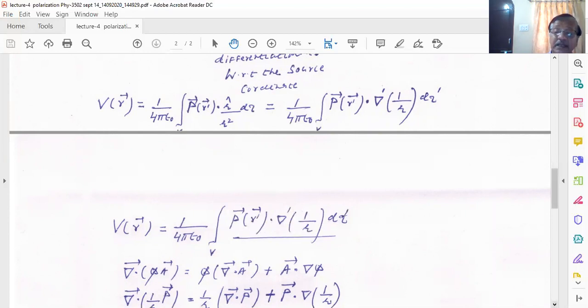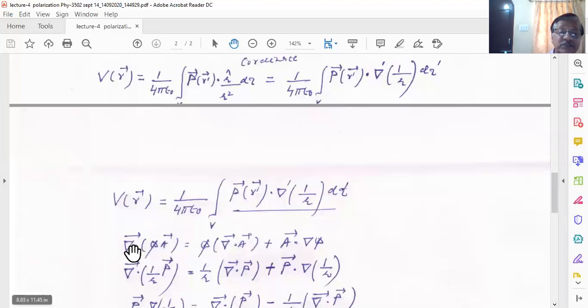We have studied that if you have a divergence of a product, I have a divergence, phi is a scalar, A is a vector. So if I have a divergence of a product of a scalar into a vector, phi is a scalar, A is a vector.